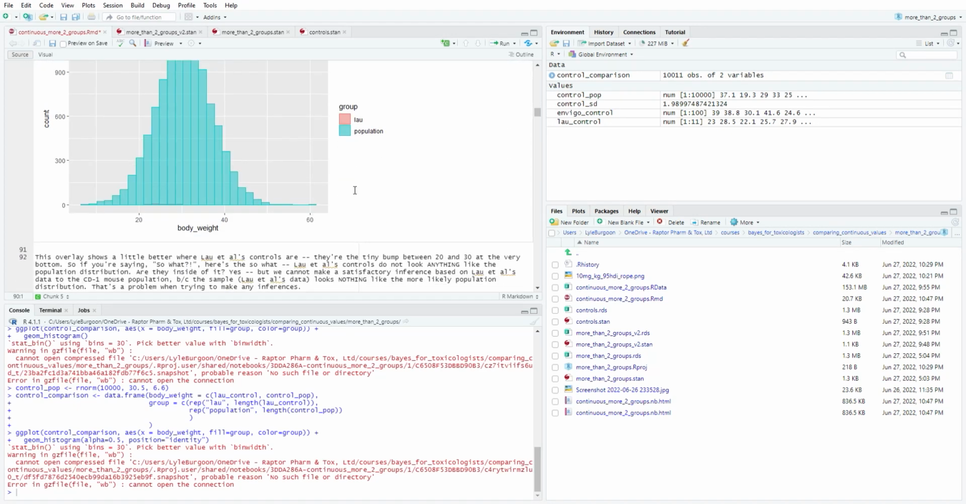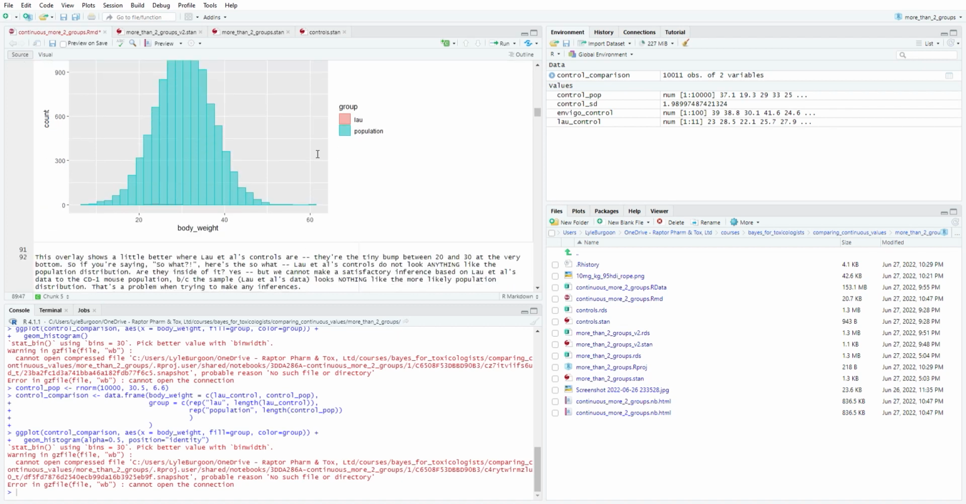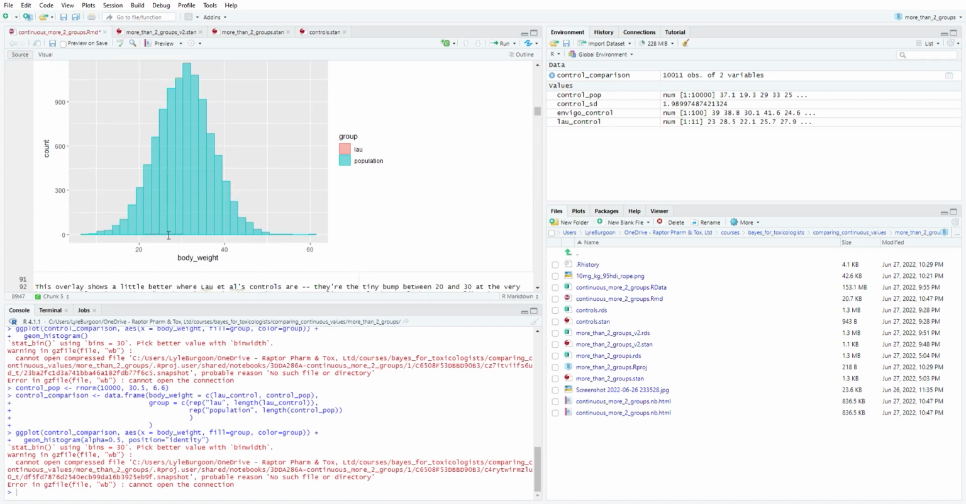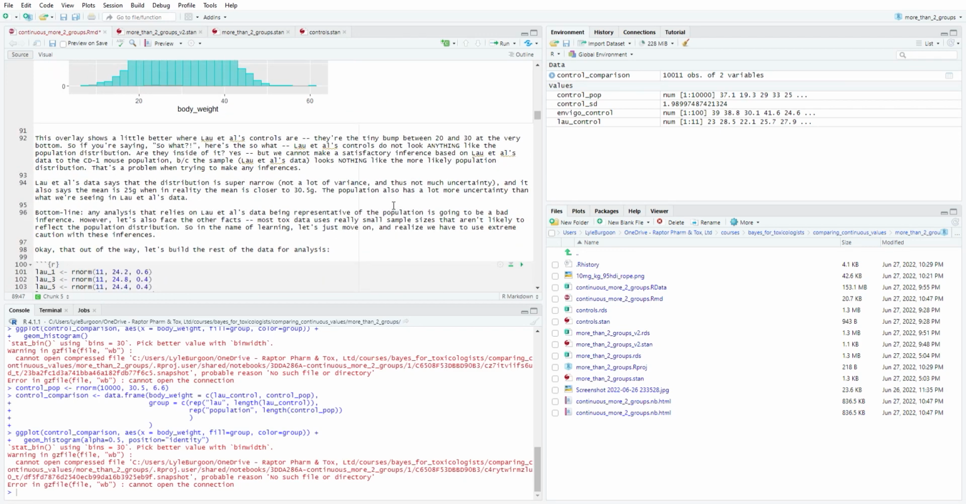Here's that distribution. Now, this is a slightly different view. You'll see I use position identity here for the histogram. Right down there is the Lau data. And again, you can see it does not represent well what the overall distribution is. It again is over on the lower side of the population distribution. So that just shows a little bit more strongly what I was talking about.